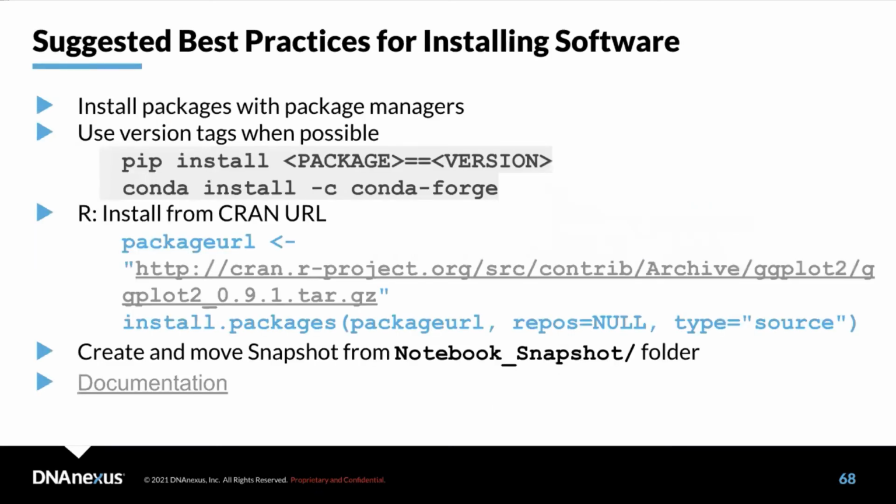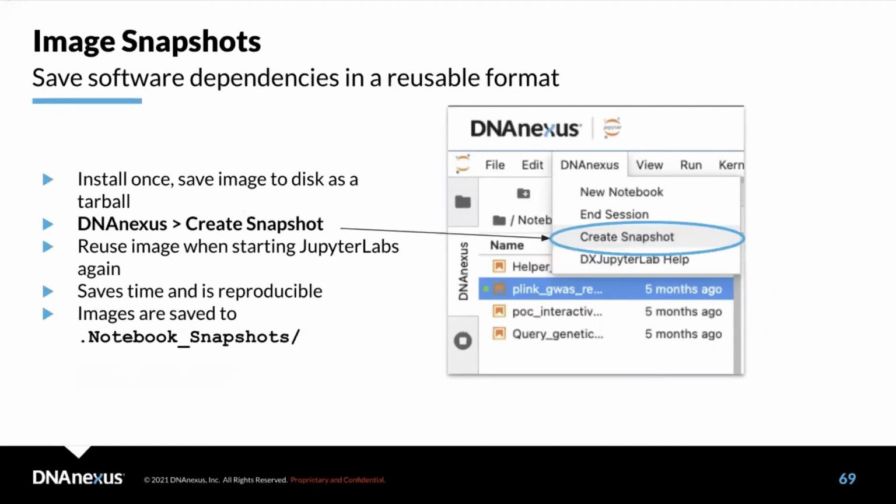And the last part that I want to cover before we go to the demo is some suggested best practices for installing software. It's better to install using a URL or using packages with a package manager. For Python it will be pip, for R it will be conda, and use version tags when possible. And if you want to utilize libraries that you already created, you can use image snapshots.